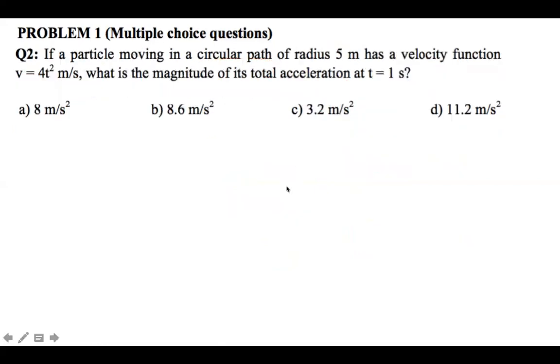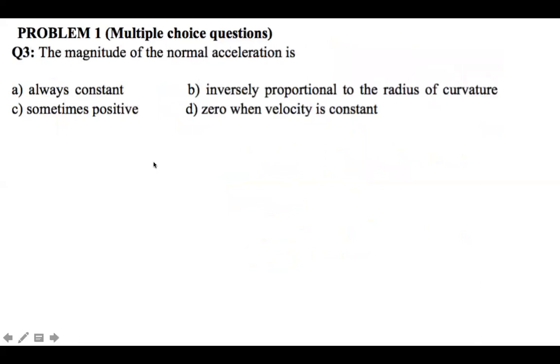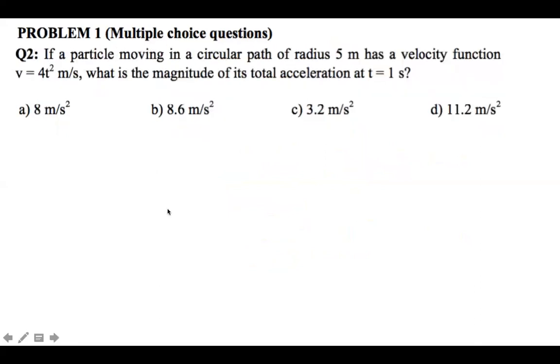Now let's look at question 2. If a particle is moving in a circular path, again, a circular path, I give you the radius R of 5 meters, and I give you the velocity function, V is 4t squared. Find the magnitude of its total acceleration at t equal 1 second.